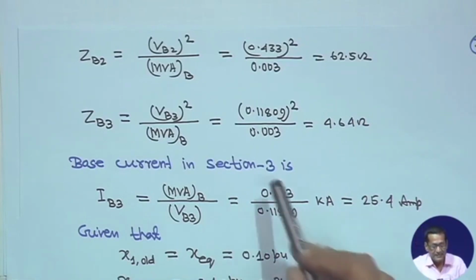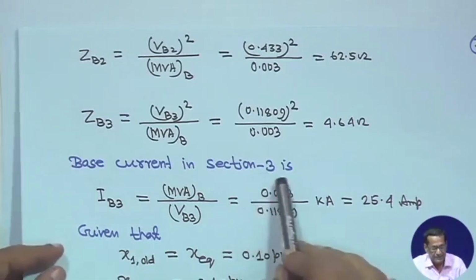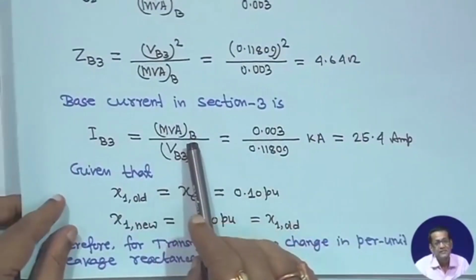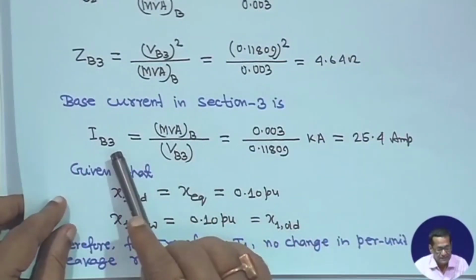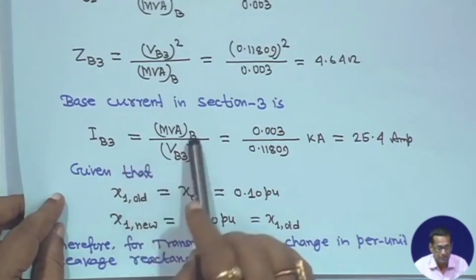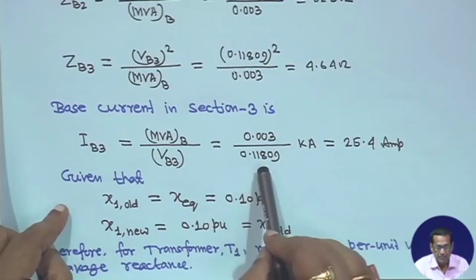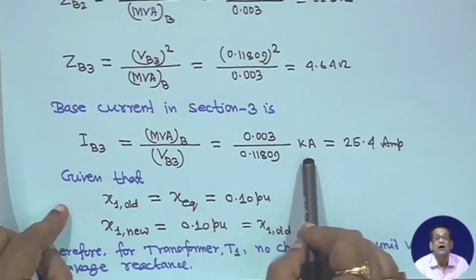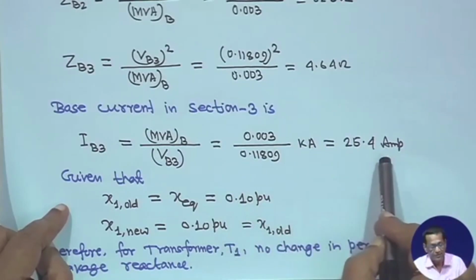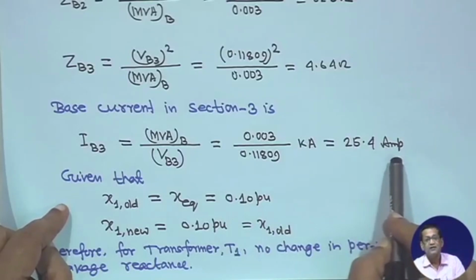Now, the base current in section 3. For section 3, the MVA base remains the same throughout. Therefore, base current in section 3, IB3, is equal to MVA base upon VB3, that is 0.003 upon 0.11809 kiloampere, and that is equal to 25.4 ampere.